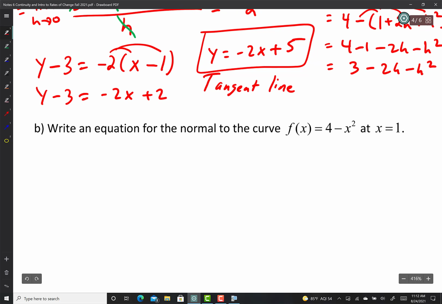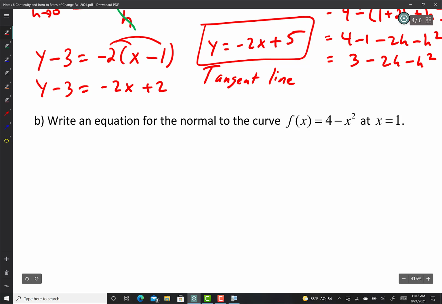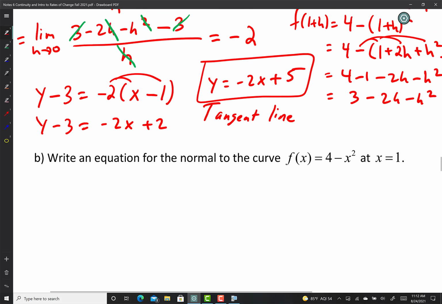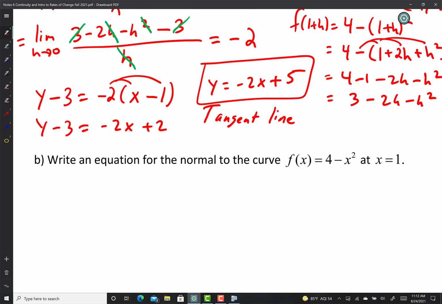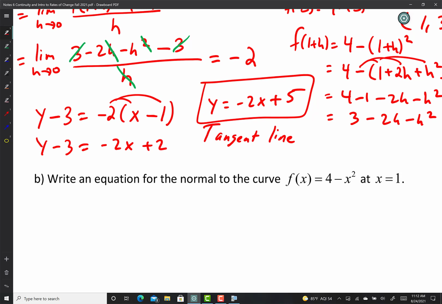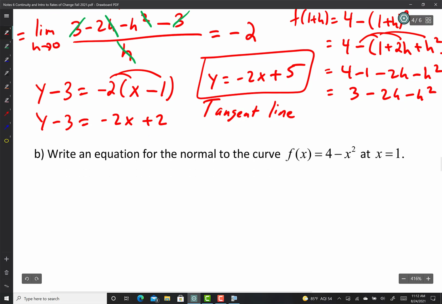All right, guys, check this out. Don't worry. We're about to be done. This will be the last one. It says write an equation for the normal to the curve. So we know that a tangent and a normal intersect, and they're perpendicular to each other. Yes or no? Yes, that's what we did earlier. So if they're perpendicular, tell me something about my slopes. Opposite, reciprocal.